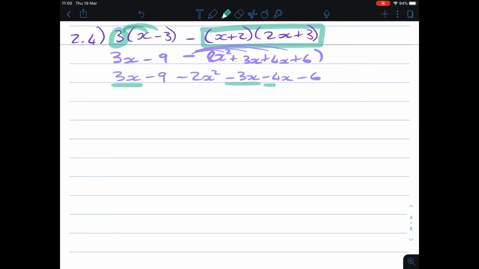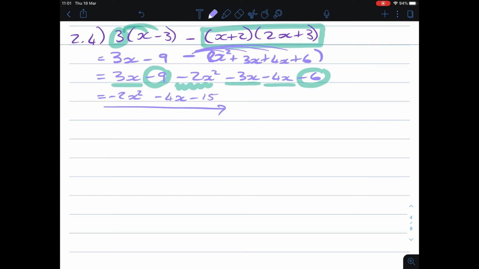So everything that has little x's I will put together, and everything with the x squares I will put together, and then my numbers I will also group. So then if I actually find my answer, I will have negative 2x squared, minus 4x, minus 15. And then that would be my answer.